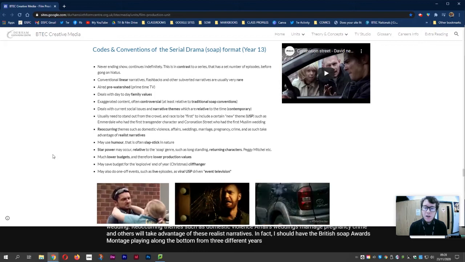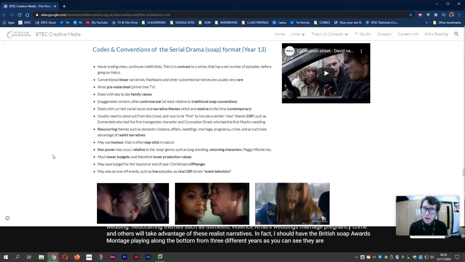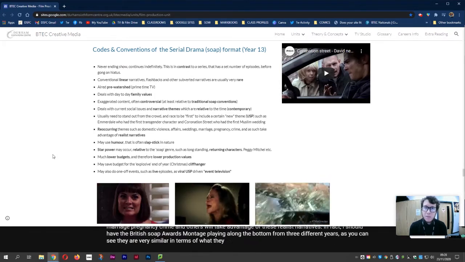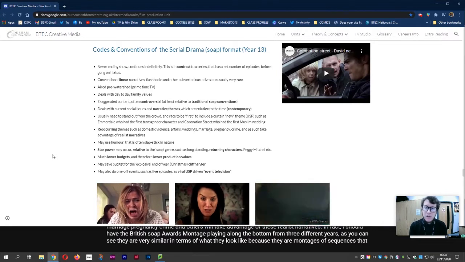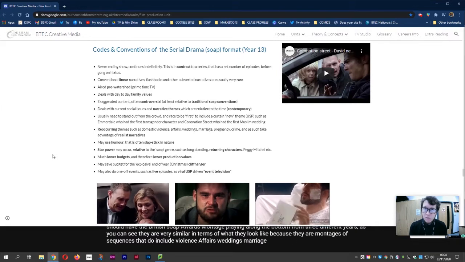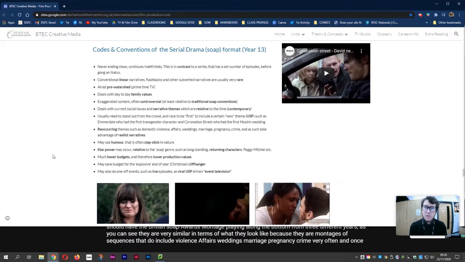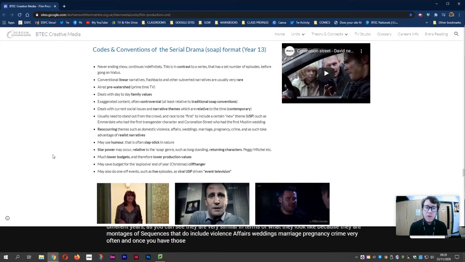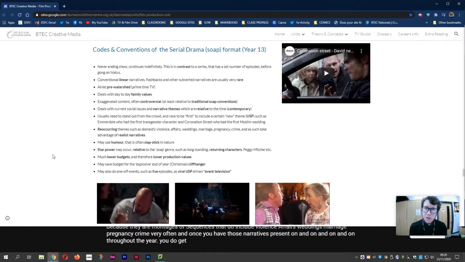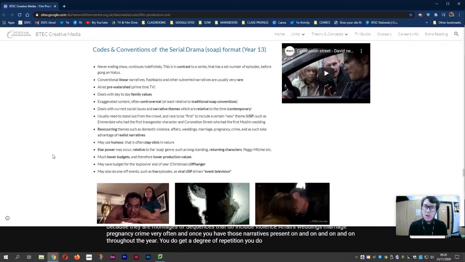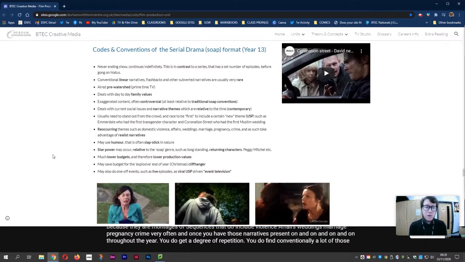As you can see, they are very similar in terms of what they look like, because they are montages of sequences that do include violence, affairs, weddings, marriage, pregnancy, crime very often. And once you have those narratives present on and on throughout the year, you do get a degree of repetition. You do find conventionally a lot of those things will pop up time and time again.